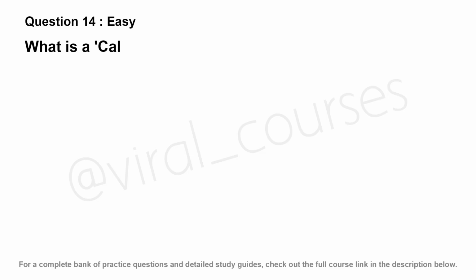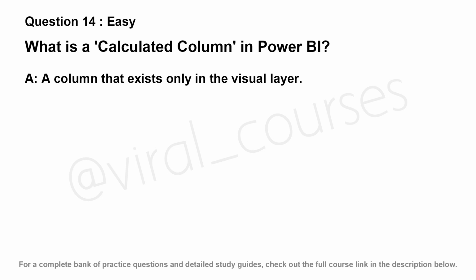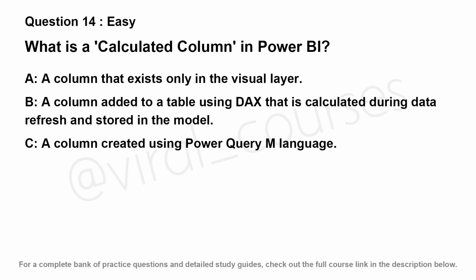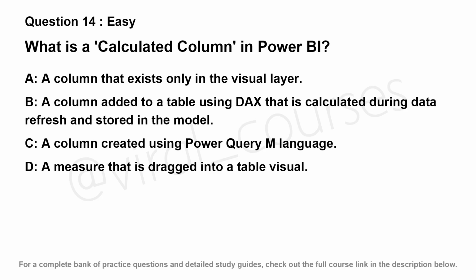What is a calculated column in Power BI? Option A. A column that exists only in the visual layer. Option B. A column added to a table using DAX that is calculated during data refresh and stored in the model. Option C. A column created using Power Query M language. Option D. A measure that is dragged into a table visual.